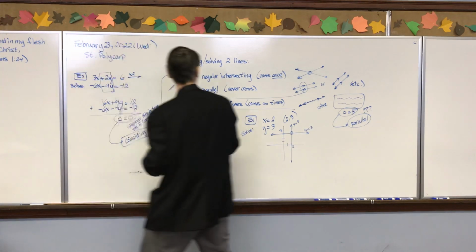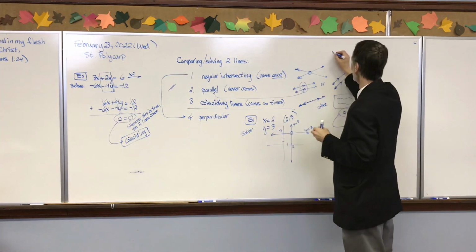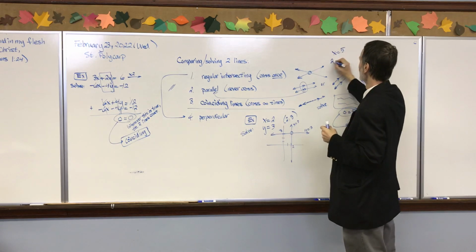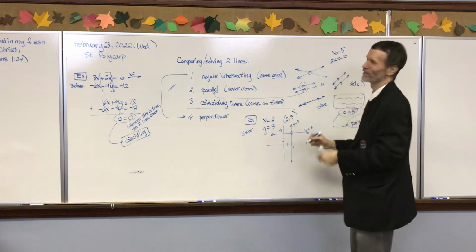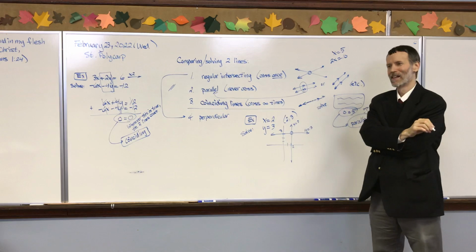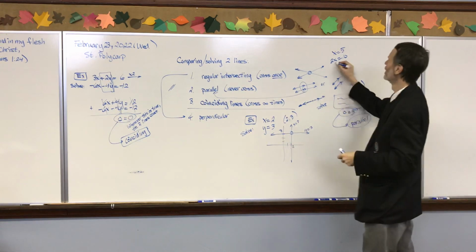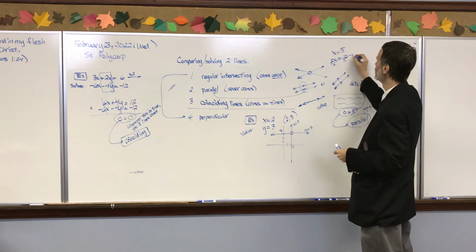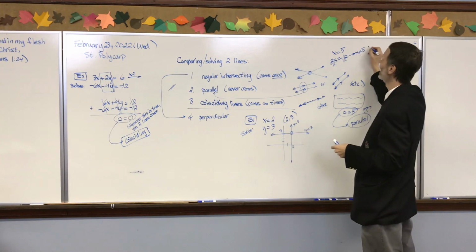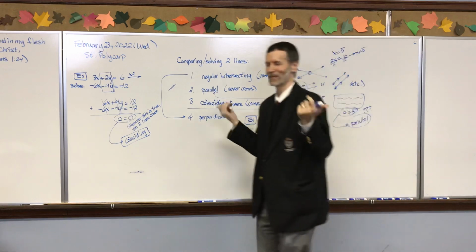Let me show you a sneaky one. I've seen this before. X equals 5 and 2x equals 10. What kind of lines are we talking about? Coinciding. Why do you say that? Because you have to simplify. Yeah, if you divide this by 2, you get x equals 5. Does that make sense?